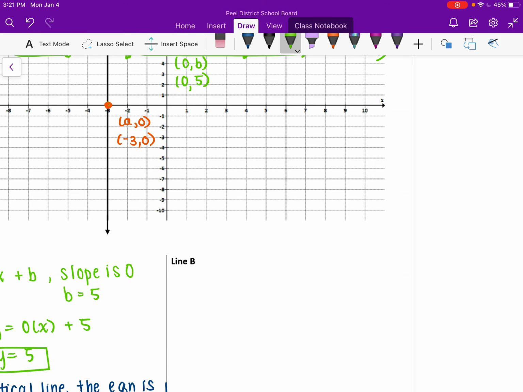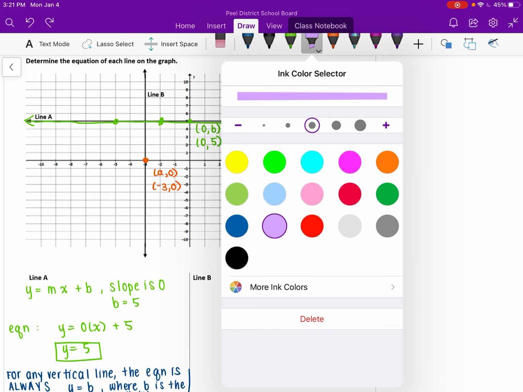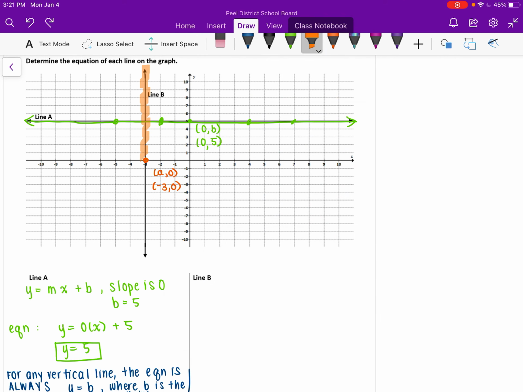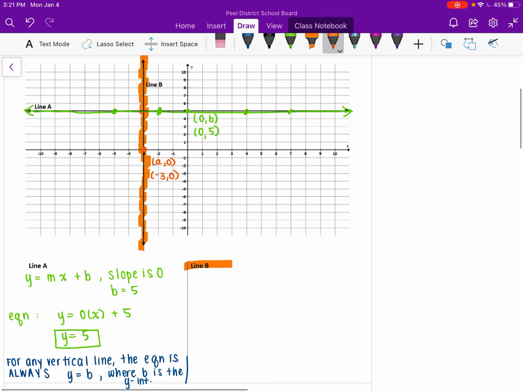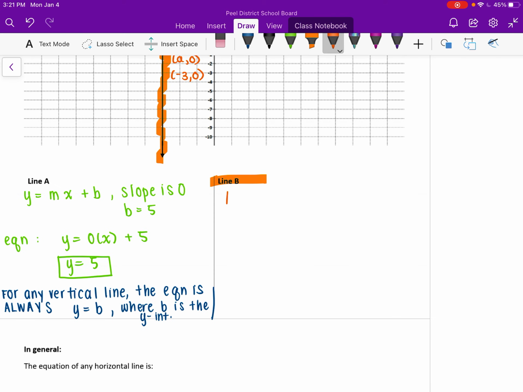So let's try with line B. Line B, I'm going to put it in the nice orange color, so let's get an orange highlighter here. This orange highlighter represents line B. What do you notice? This has an undefined slope. So unfortunately, I'm just going to write that in: a vertical line has an undefined slope, right?